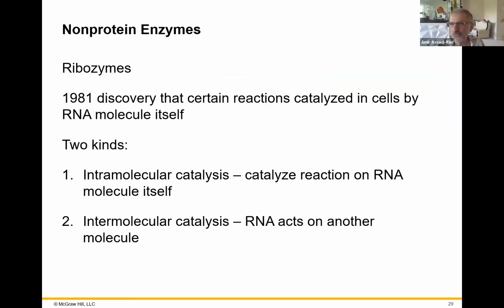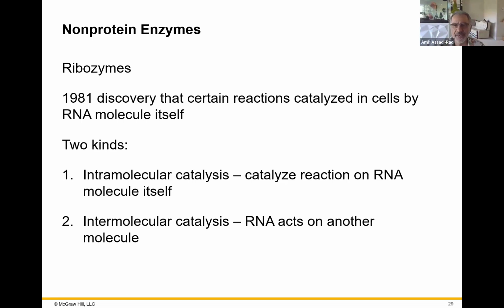I don't know, do not worry about that slide. Non-protein enzymes, ribozymes, you will see later on. Your textbook wants to talk about it now. That's fine, we'll come back to that enzyme.